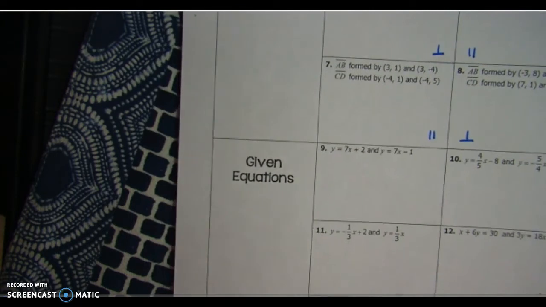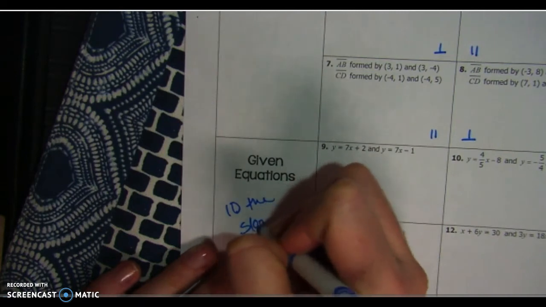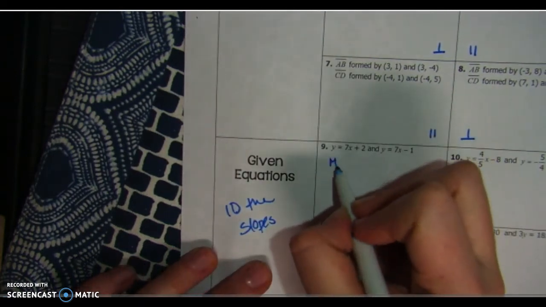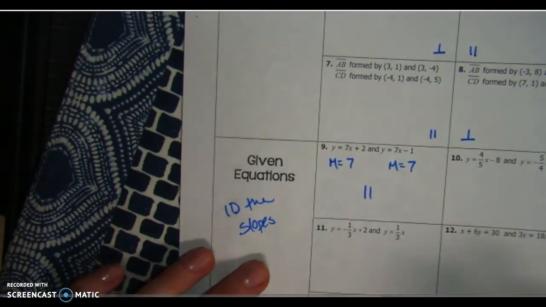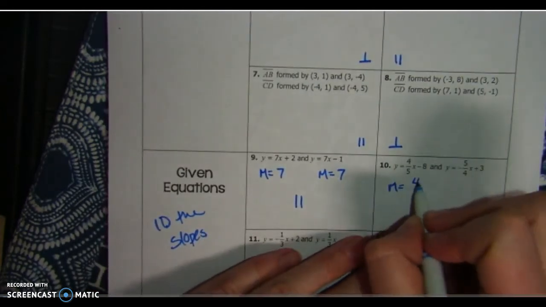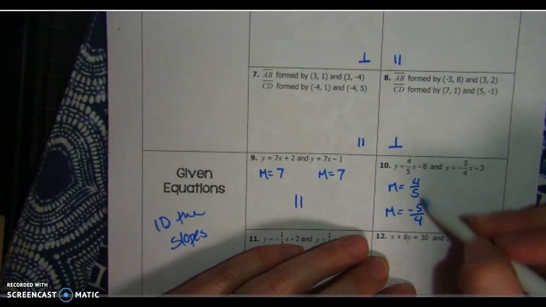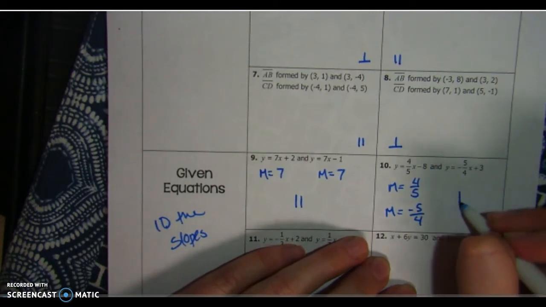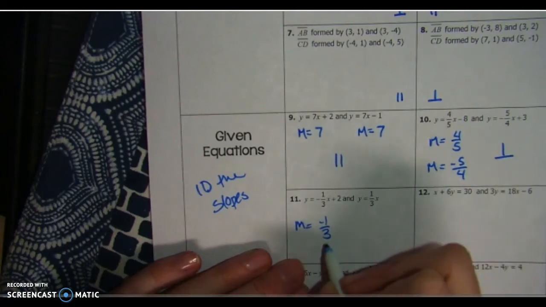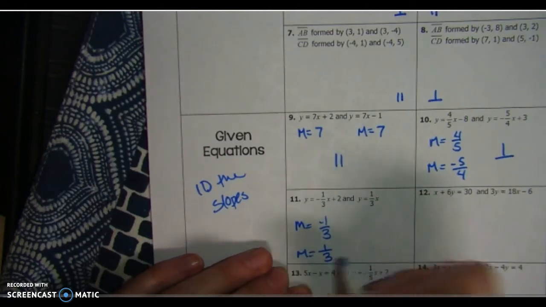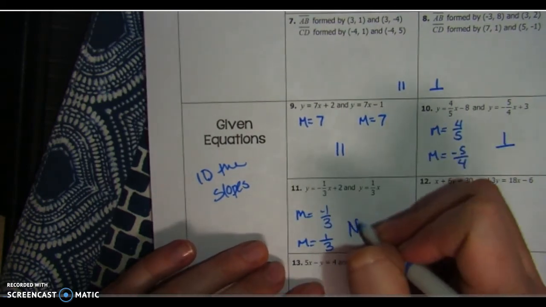All right, given the equation now, the biggest thing is to identify the slopes. Okay, so here my m would be 7. Here my m is 7. They're the same, so we know we're going to be parallel. Here my m is 4/5, and my m on the second one is negative 5/4. So they're opposites, and they're reciprocals, so we're perpendicular. Here my m equals negative 1/3, and here my m equals positive 1/3. So even though they're opposites, they're not reciprocals, so this is a big neither.